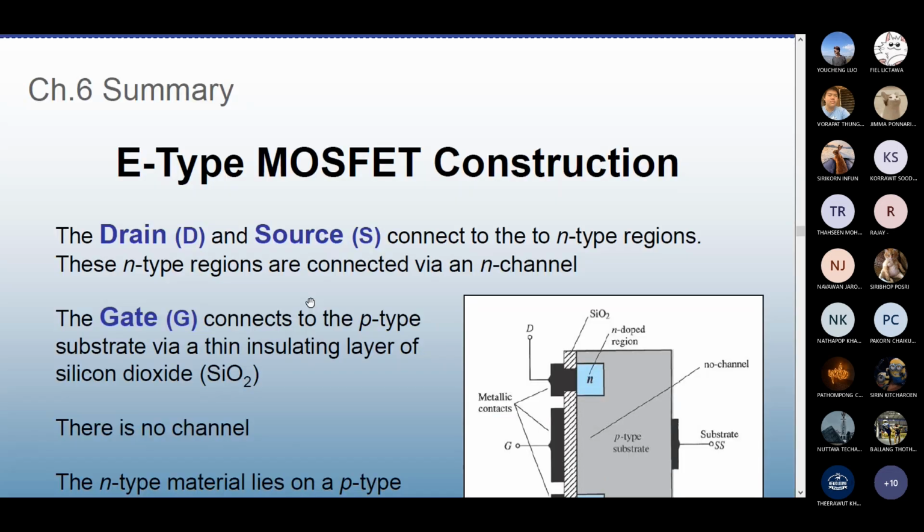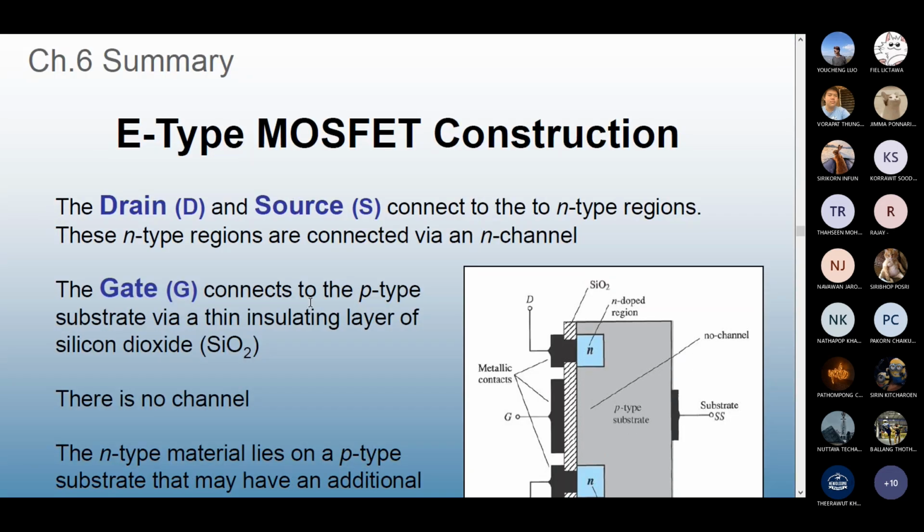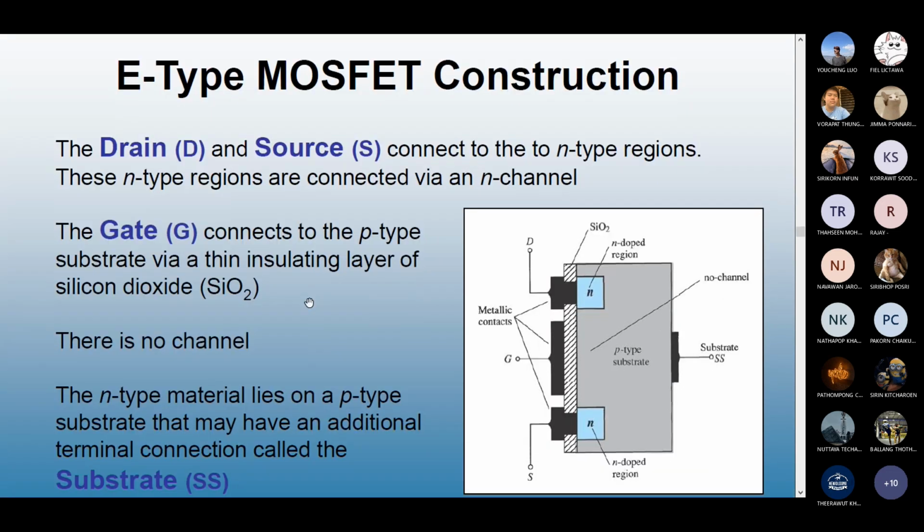For the case of E-type MOSFET, there is a mistake in the slide. Can you spot the mistake? What is the mistake? Just stop here a few moments and then we can move on.